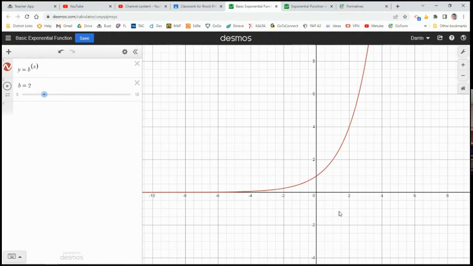All right, so what do you notice about this? Somebody put in the chat or turn your microphone on. Tell me what you notice about this graph that we have right here on the screen.